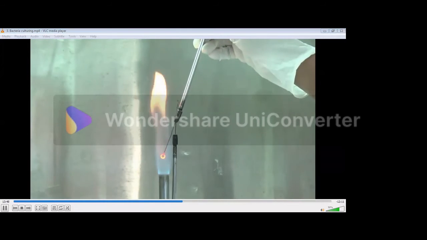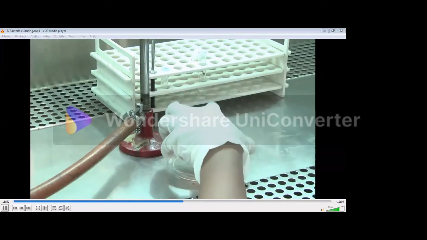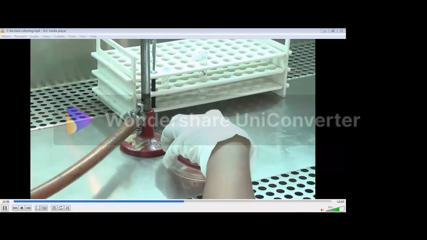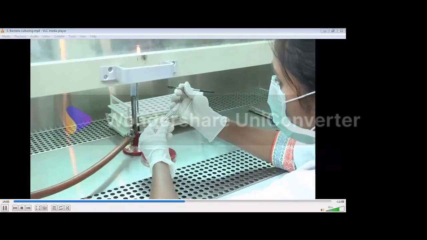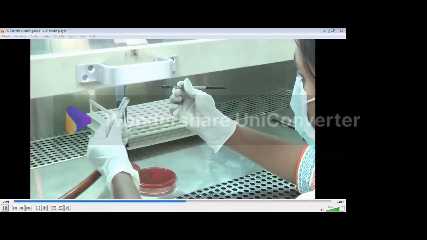Sterilize your inoculating loop and allow it to cool down. Remove the lid of the culture plate and pick an isolated colony. Replace the lid. Hold the liquid medium in your left hand and remove the cotton plug or cap with the little finger of your hand and flame the neck.